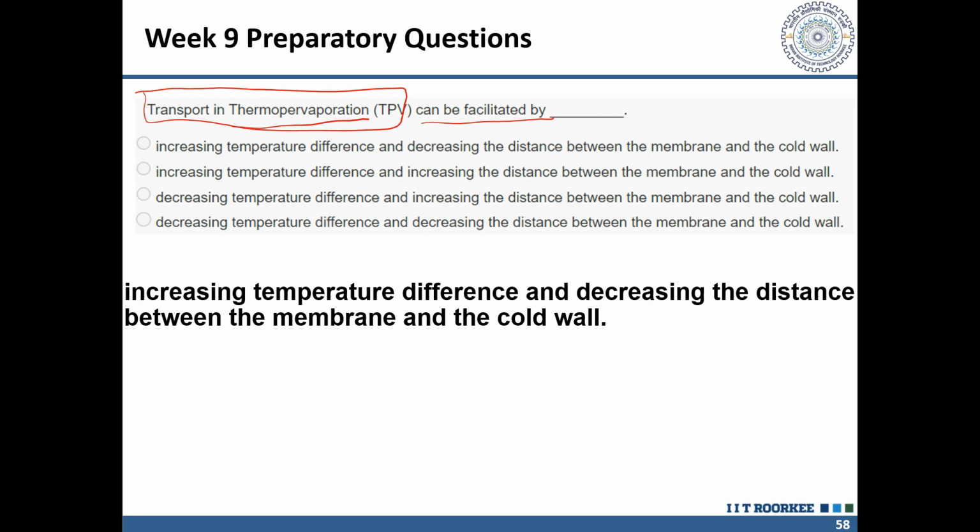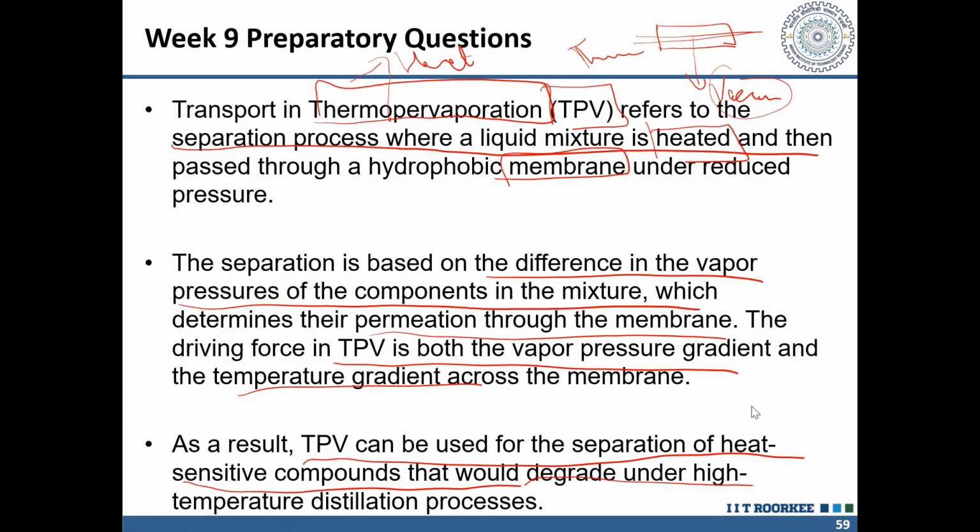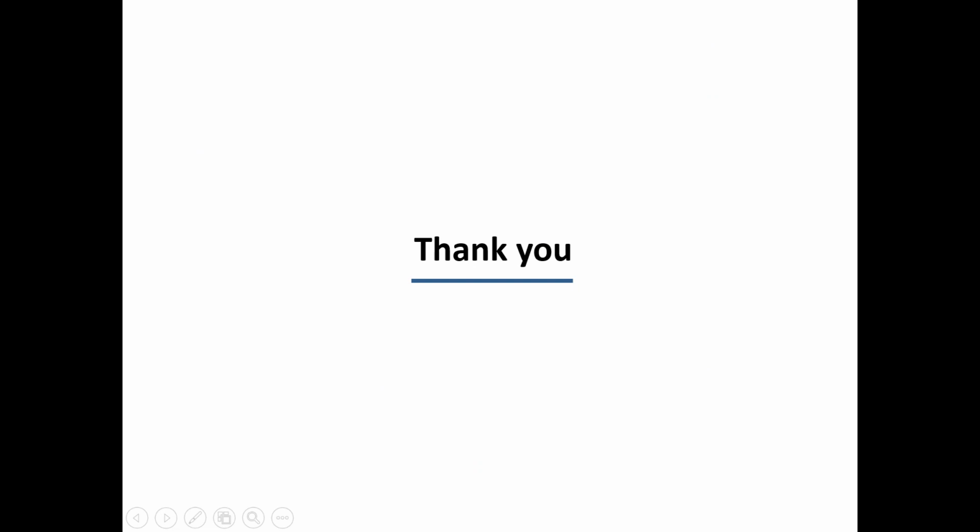So now if we see the question, TPV can be facilitated by, we have seen that there's a relation with temperature. So TPV can be facilitated by increasing the temperature difference and decreasing the distance between the membrane and the cold wall. As we decrease the distance between the membrane and cold wall, the temperature gradient will be higher. And if the temperature gradient is higher, then the separation process will be enhanced.